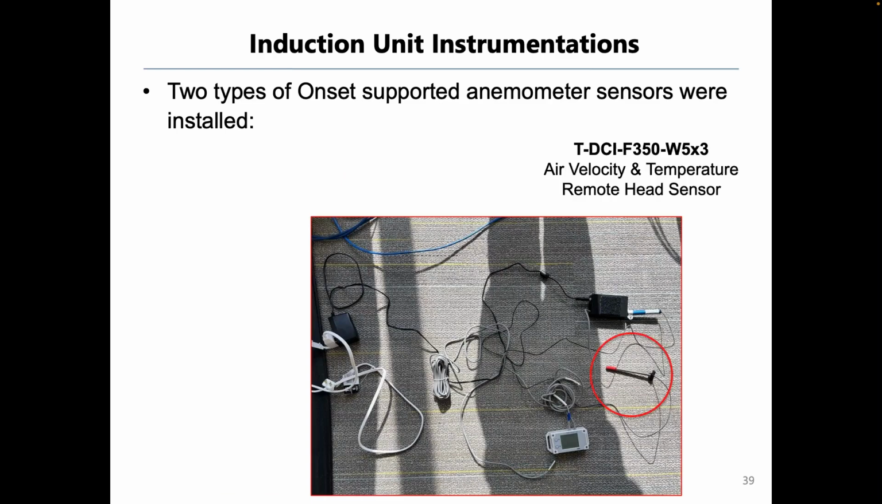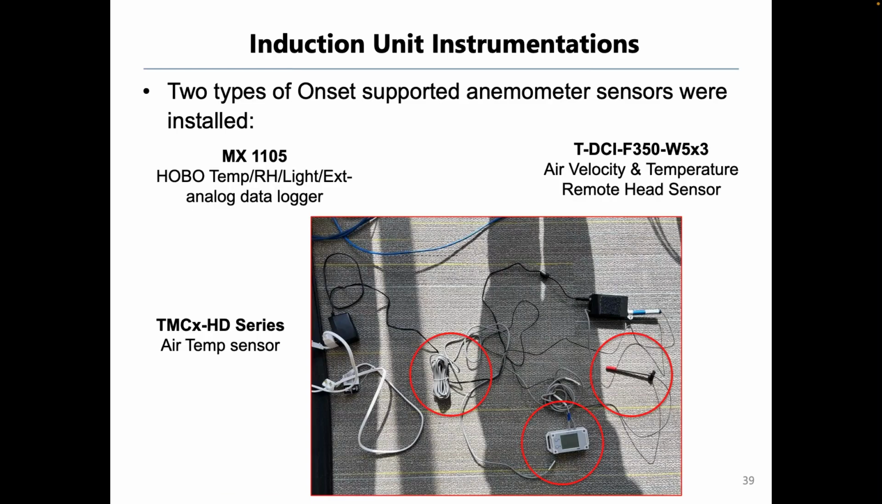A few interesting observations. So that was new to us. So we had 2 different sets of Onset supported anemometers. This is the TCI F350. You could see it here. It's basically this one. This is the MX1105. As you could see, it has more than one channel. This is the external temperature. So it shows how these wirings are connected. So it was a little bit too many wires, but also it works well for our purpose.